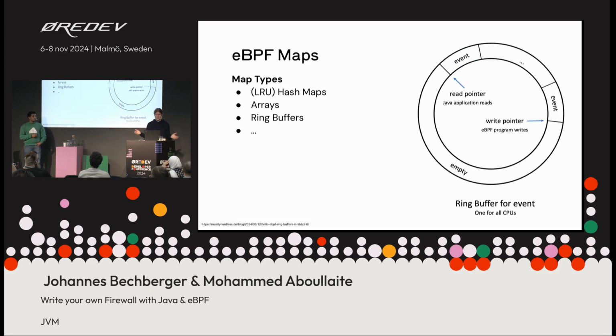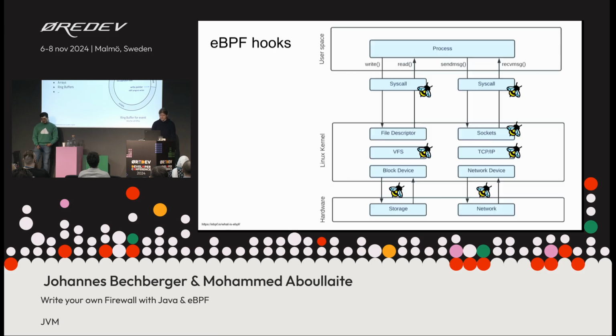And there are many, many maps. As Mohammed told you before, there are hash maps, even with least recently used semantics. It's really nice for caching. There are arrays and ring buffers. And the cool thing is, if you ever develop some C code and you wonder, how do I get a hash map without including the boost headers? That's your way here. And that's really cool because it makes eBPF development so much easier because these are fast, tested, and directly built into the kernel data structures. And there are so many, we couldn't even list them all here.